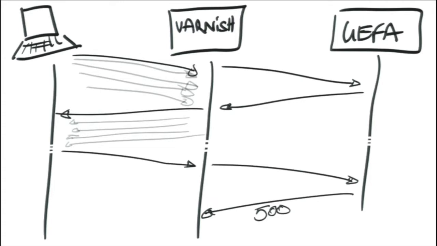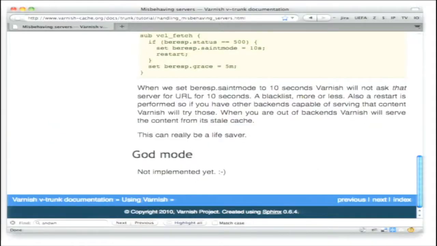Next, you could get back a 500 there and you have the saint mode which you can configure, and so it continues to send the old stuff out. You say for 5 minutes, if we have backend problems, please send out the old content. That was because the UEFA servers went down regularly and that helped us a lot. Then you have God mode, it's not implemented yet.